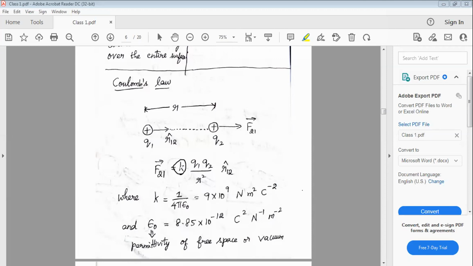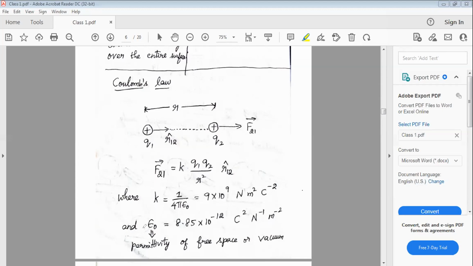So what is this K value? K equals 1 by 4 pi epsilon naught. This is applicable only when you place these two charges in vacuum. And what is the value of this 1 by 4 pi epsilon naught? That is 9 into 10 power 9 Newton meter squared per Coulomb squared. This is the value of this proportionality constant, K.